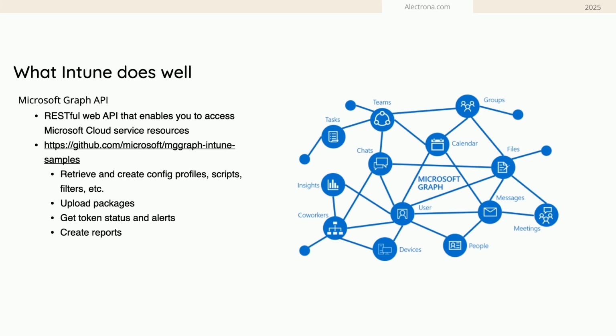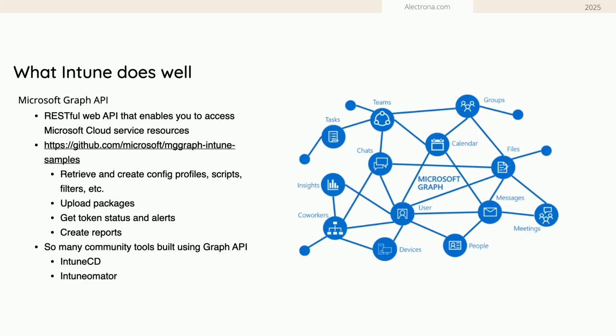You can grab your configuration profiles. You can create new ones. You can create scripts. You can upload and automate uploading packages. You can get token alerts. And if you find the reporting on Intune a little bit lacking, you can create your own reporting through those API mechanisms. There are a ton of community tools that use the Graph API.